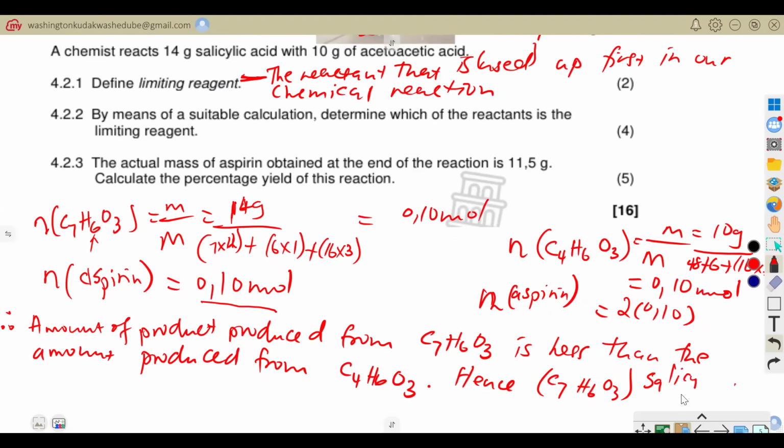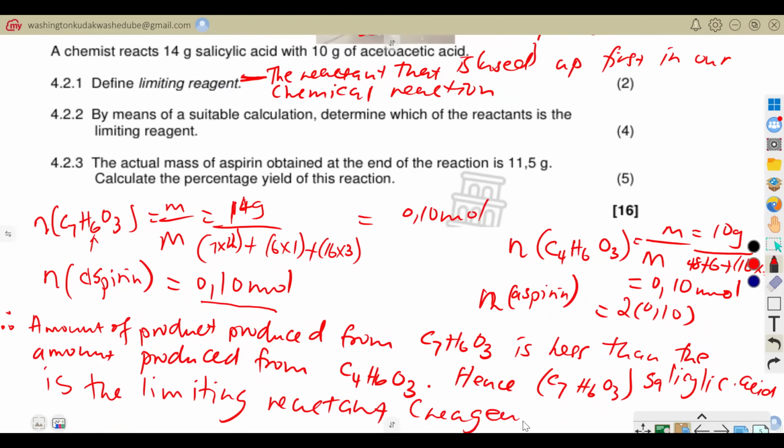Salicylic acid is the limiting reactant, or else limiting reagent. That becomes the limiting reagent. So we are saying that since the amount of product produced from salicylic acid is less than the amount of product that was produced from acetic acid, it therefore means that salicylic acid is the limiting reagent.